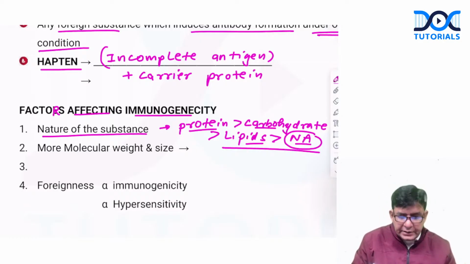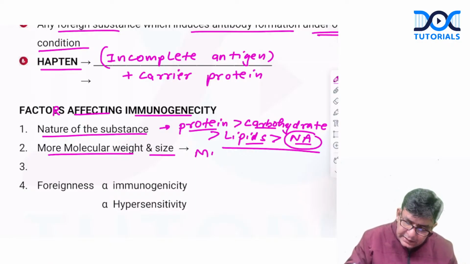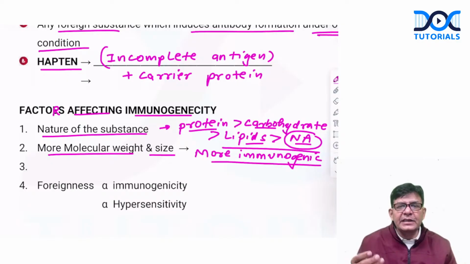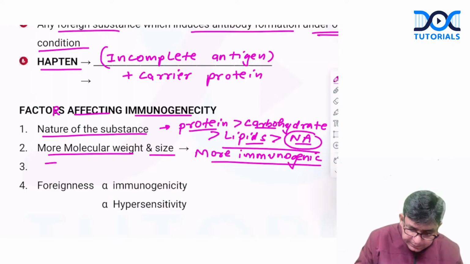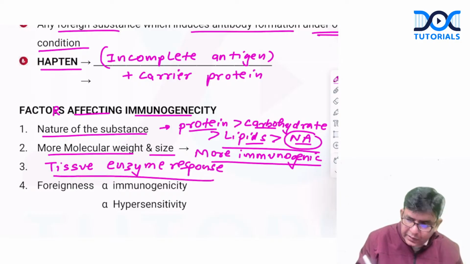Then, the second point is that the more the molecular weight and the more the size, the more it is immunogenic. You should know that. Means like hemoglobin and all. It is a complex structure. So, the more the molecular weight and size, the more it is immunogenic. So, that also should be known to you. The third one is the tissue enzyme response.